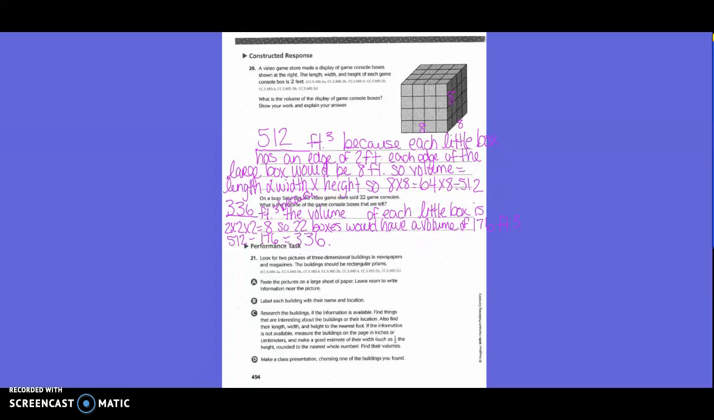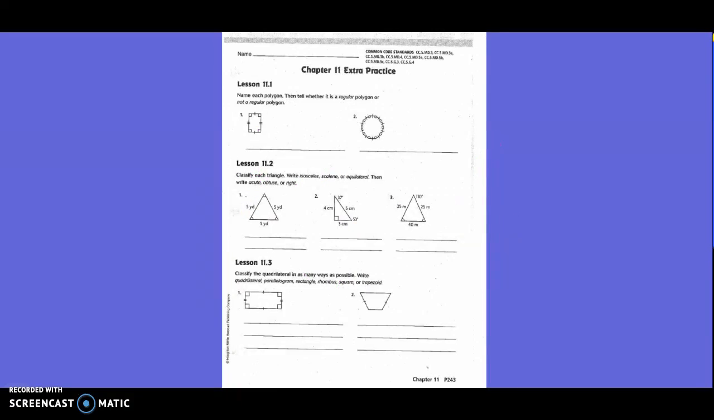Performance task. Look for 2 pictures of 3-dimensional buildings in newspapers and magazines. The buildings should be rectangular prisms. Okay, we're just going to go ahead and cross out the performance task. For the practice for your homework, don't forget to name each polygon and also say whether it's a regular polygon or not a regular polygon. So put your little semicolon here so you don't forget to do both.